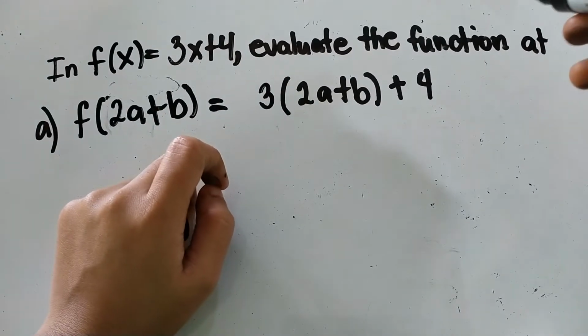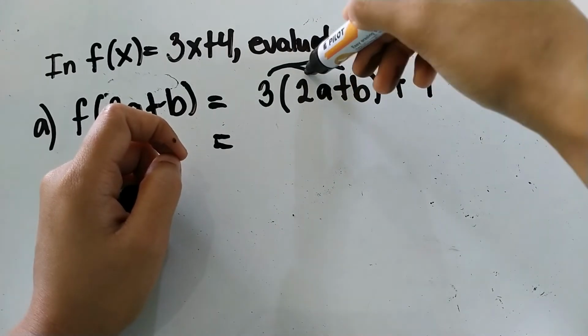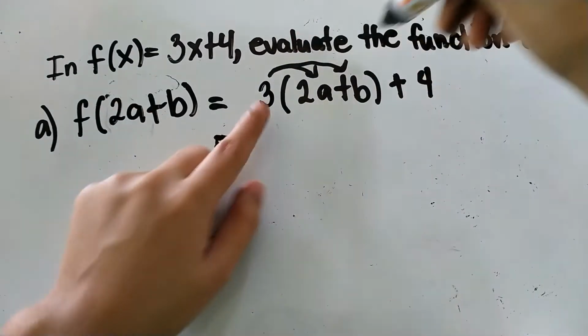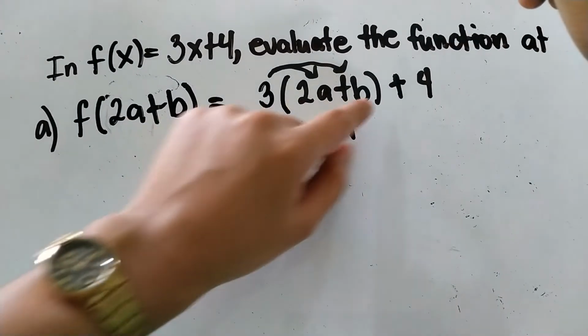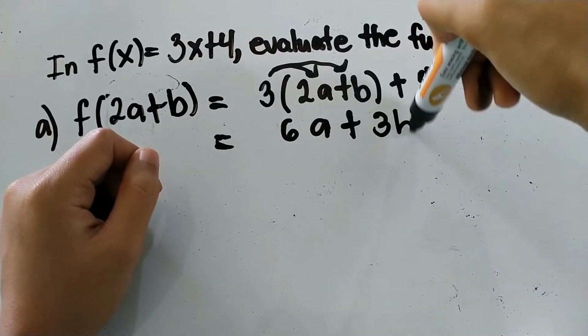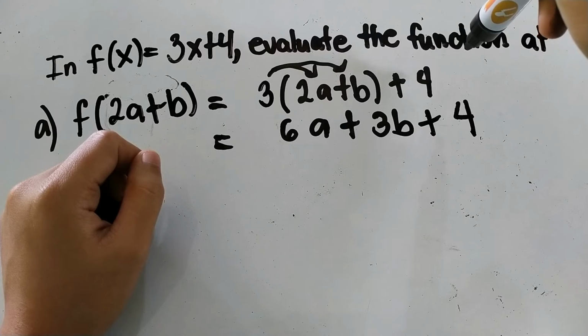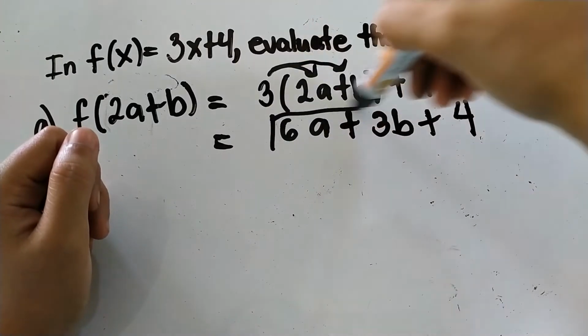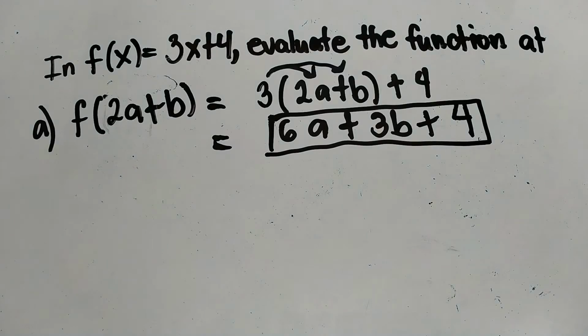Then, what's our next step? Next step is distribute 3 to the binomial. We will multiply this. 3 times 2 is 6a plus 3 times b, 3b plus 4. And do we have an answer? Yes, may answer na tayo. And that's it. Kasi we cannot add them anymore, or wala naman na siyang similar terms. Okay. That's the first one.